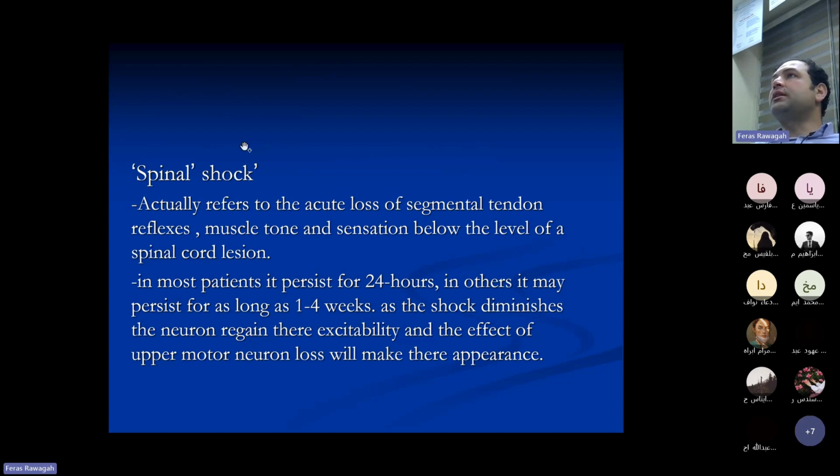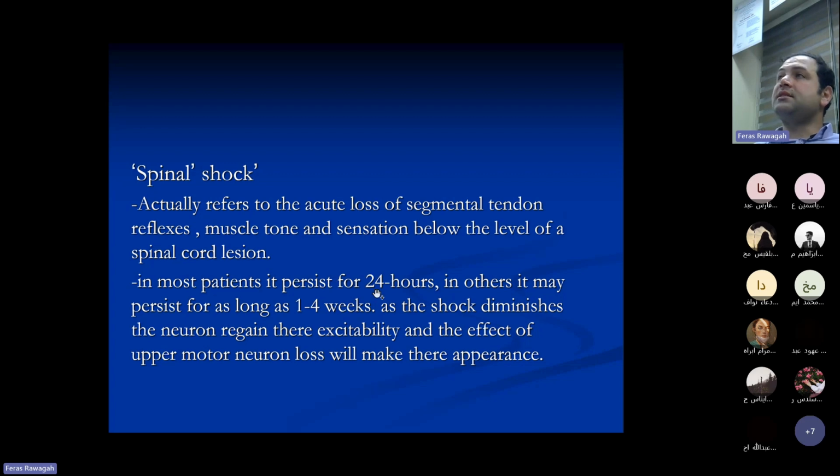Spinal shock, which is different from neurogenic shock as we said, refers to the acute loss of segmental tendon reflexes, muscle tone, and sensation below the level of spinal cord lesion. So it is a temporary loss of all neurological function of the spinal cord below the level of injury.